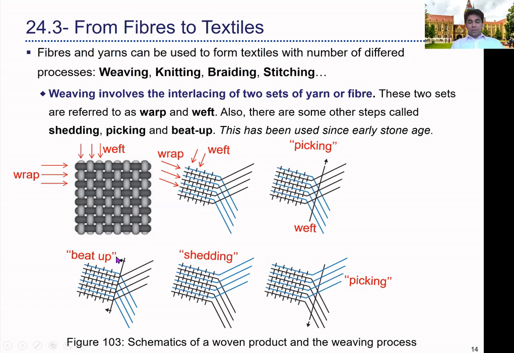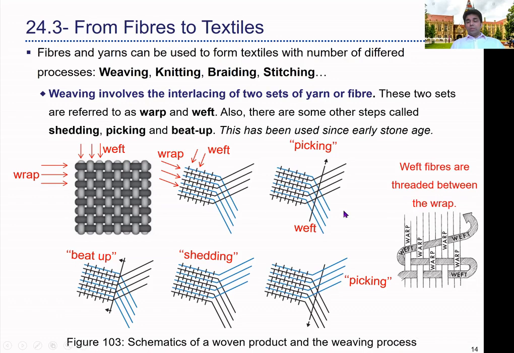As I said, this is a continuous process, and at the end you will get the complete fabric, which has a very simple arrangement. It is a really old and nicely established technique. This illustrates how it works and also the mechanism behind it. This is warp, warp, warp, and then you will have the weft. Weft fibers are threaded between the warp. You can add these letters in red and the arrows accordingly into your figure 103 to make the figure complete.